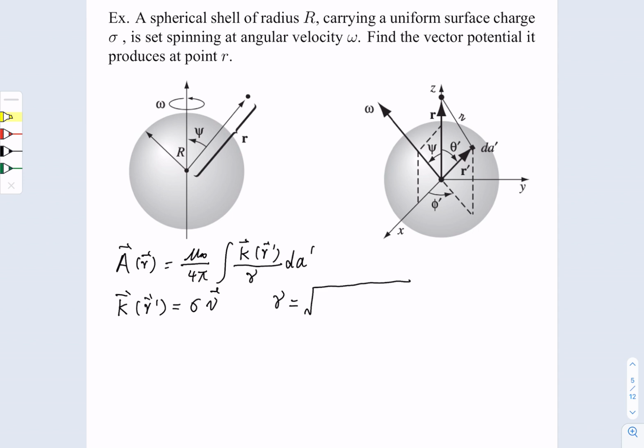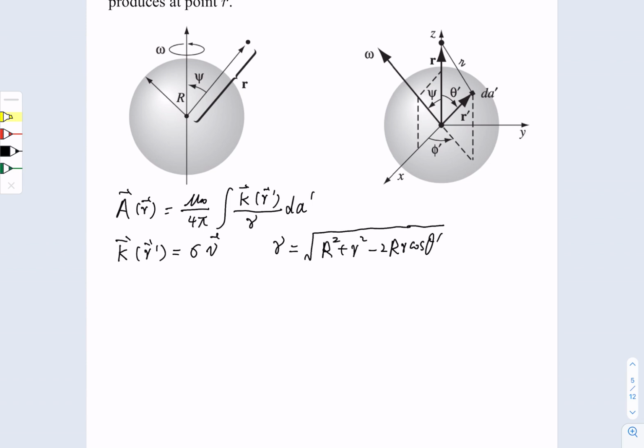So here the separation vector amplitude is simply given by the following. The source will always be on the radius of the shell of this sphere, so it's r prime squared, and the observation point is the r vector. So the distance between these two vectors is the expression here, and this cosine theta prime is the angle between the r vector and the r prime vector.